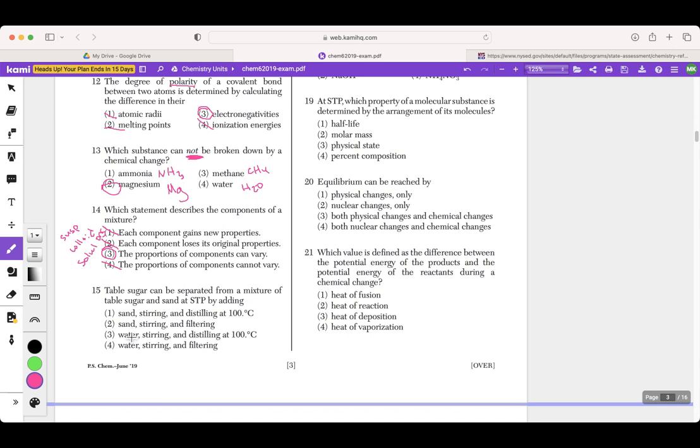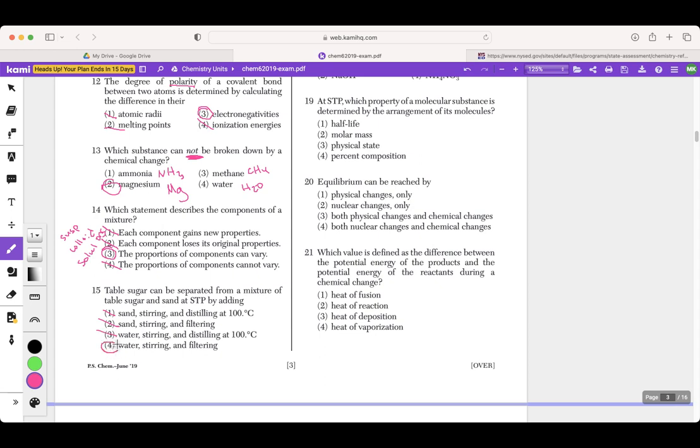What we should do is we should add water because we know sand does not dissolve, hence why we have beaches, but sugar can dissolve. So if we add water and stir it, we're going to dissolve that sugar and we're going to leave behind the sand. So we don't want to add sand. We do want to add water. So we're left with choices 3 and 4. And we're both stirring. Question is, are we distilling or filtering? If we distill this, we're going to be left with both solids again because we're getting rid of that water. So let's cross out choice 3.